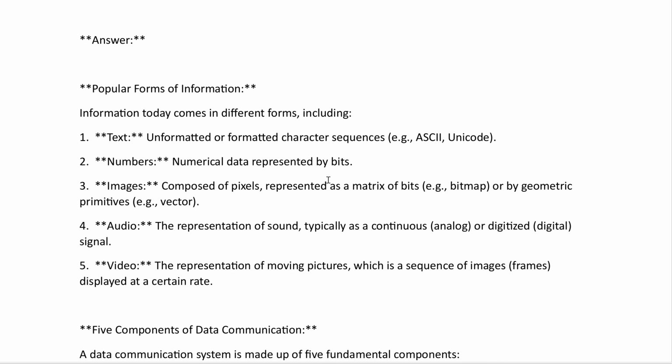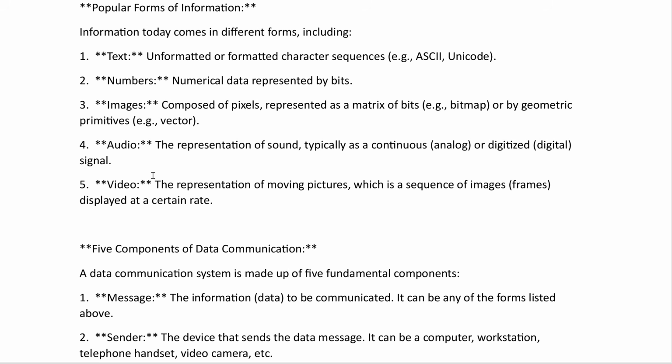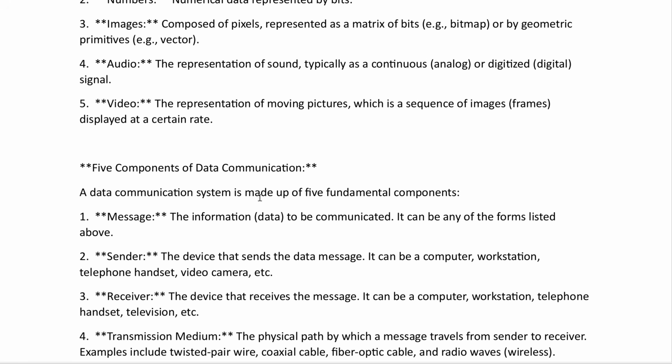The second type of information can be numbers, that is numerical data represented by bits. Third is images. Images are composed of pixels represented as a matrix of bits, or it forms a bitmap, or by geometric primitives, that is by vector. The fourth type of information can be audio. Audio is a representation of sound, typically as continuous, that is analog form, or digitized, that is digital form signal. The fifth type of information is video. Video is the representation of moving pictures, which is a sequence of images or frames displayed at a certain rate.